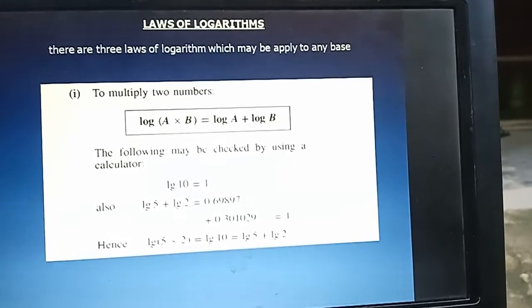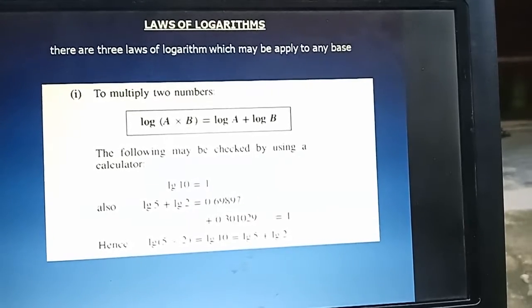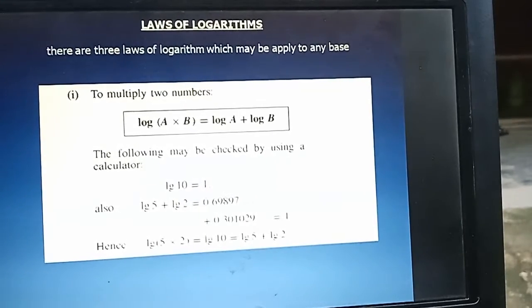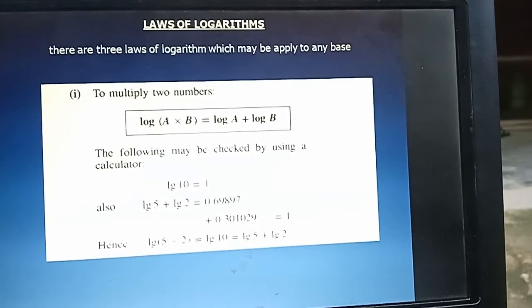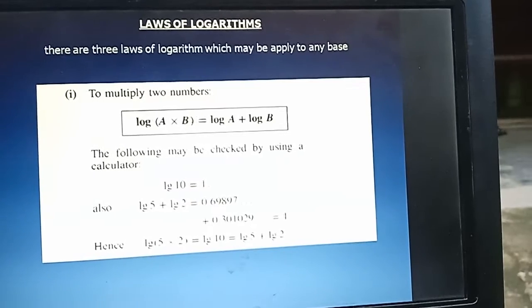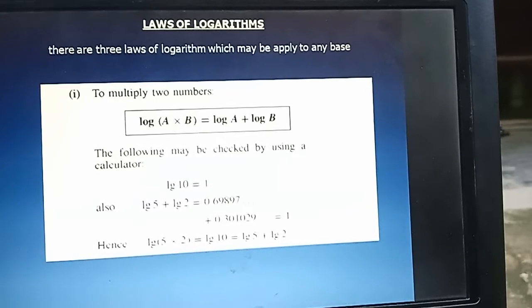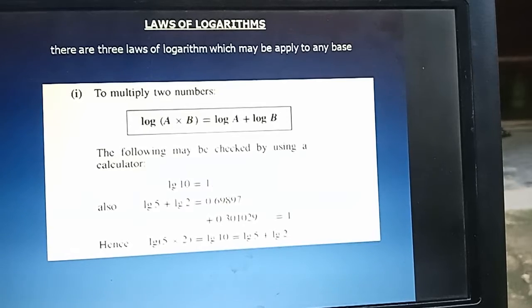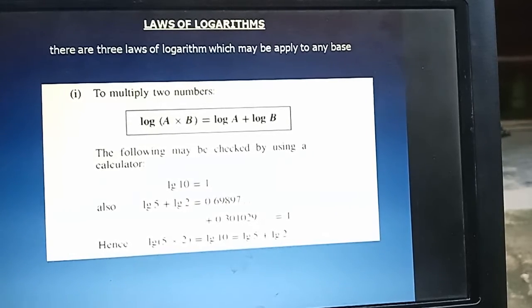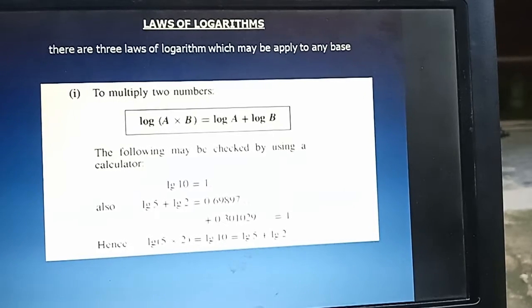Log 10 will give you 1. Also, log 5 plus log 2: when you press log 5, it will give you 0.69897, plus, then you put your plus here, log 2, it will give you 0.301029. Then you add them. When you add them, it will give you 1.